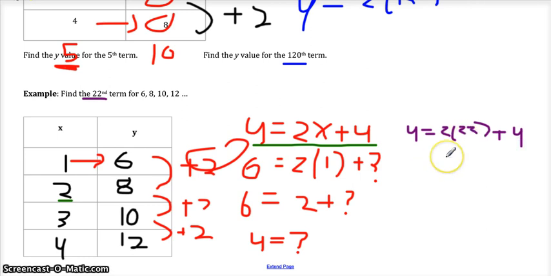And 2 times 22 is 44. Plus 4 is 48. So that should give us our 22nd term. I'm going to stop this and we'll get on to another page in a minute.